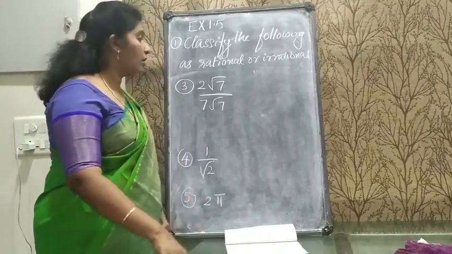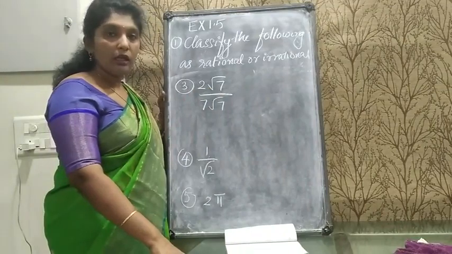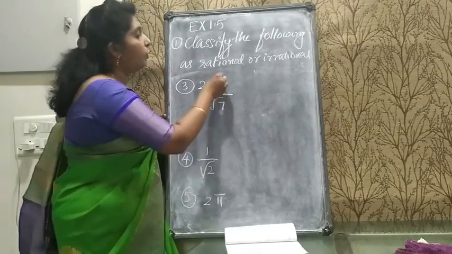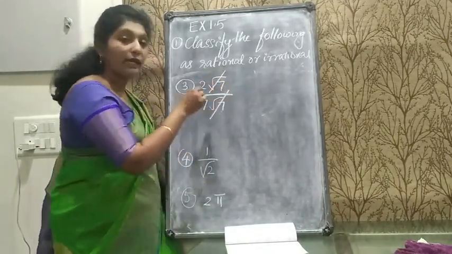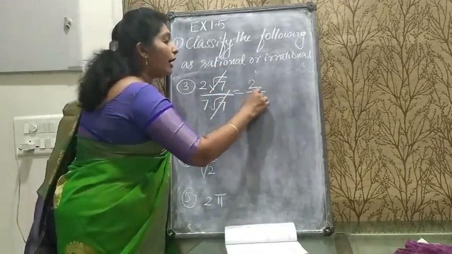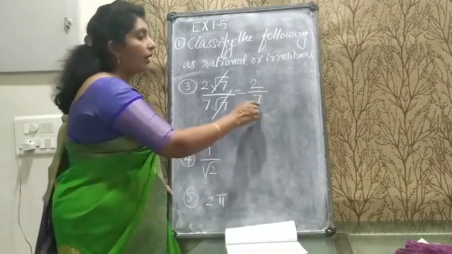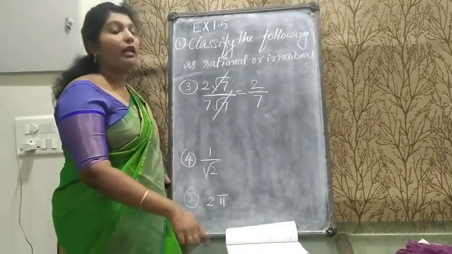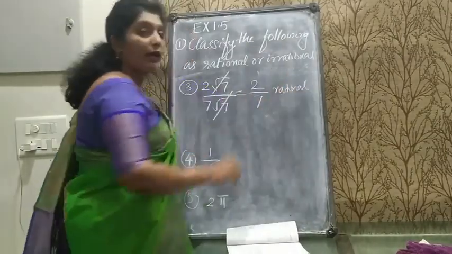Next question is 2 root 7 by 7 root 7. First of all, you need to see whether any simplification is possible or not. Yes, here the simplification is possible because root 7 is there in the numerator and the denominator. So we can cancel that root 7. Then we will get 2 by 7. 2 by 7 is in p by q form and 7 is not equal to 0. It means this number is a rational number. That way you can conclude.